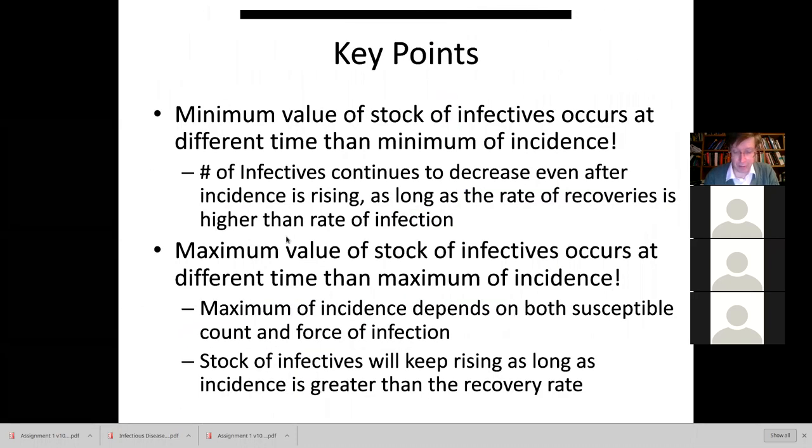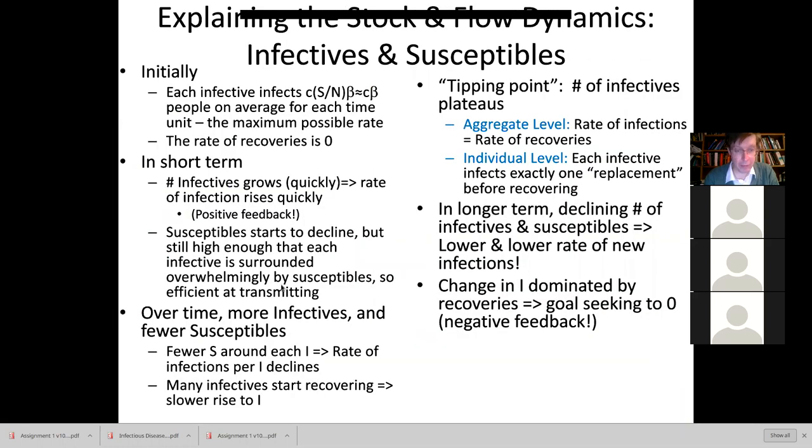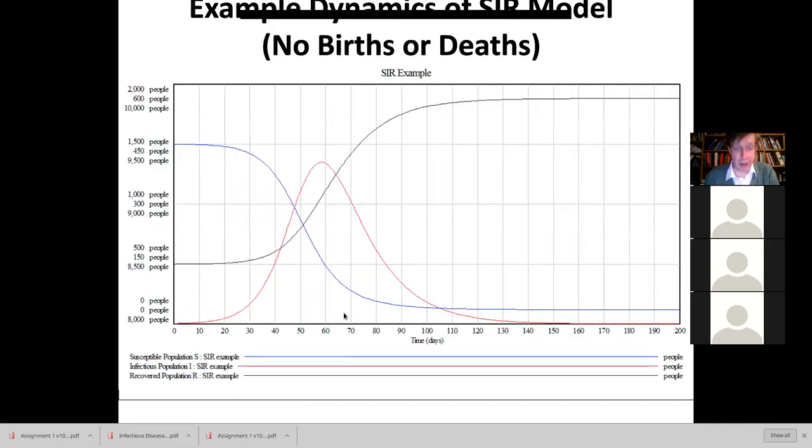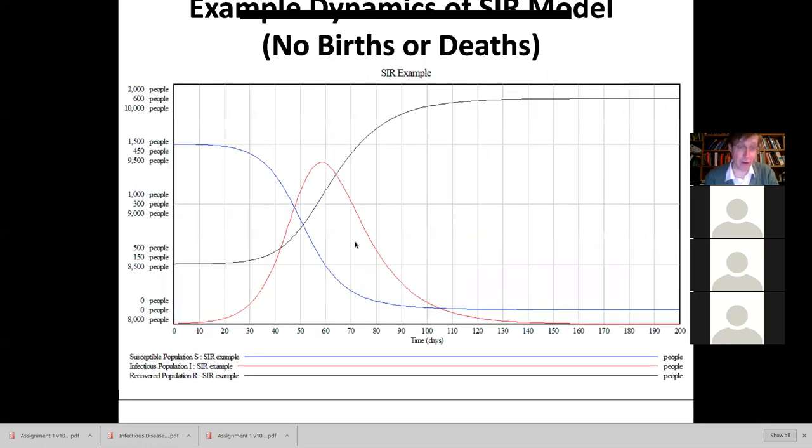Moreover, many of the infectives at that point start recovering, and hence this black curve starts going up. So many of the infectives start recovering. And so there's people leaving the I stock as well as coming in. And so the I stock is gonna be growing less quickly, because now not only do we not have growing numbers of people coming in, but we have people leaving. And remember, what changes the rate of change of the I stock, it's the net change: inflow minus outflow.